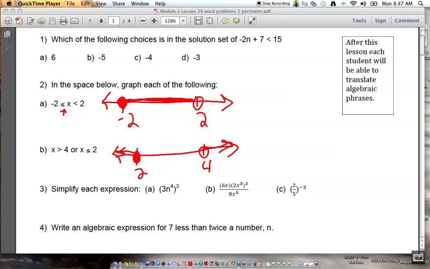Okay, any questions on those two? Just as a little bit of a side note here, we could also express these things with interval notation. -2, 2. And the next one we can't do with interval notation because it's not a bounded interval. All right? Next up.